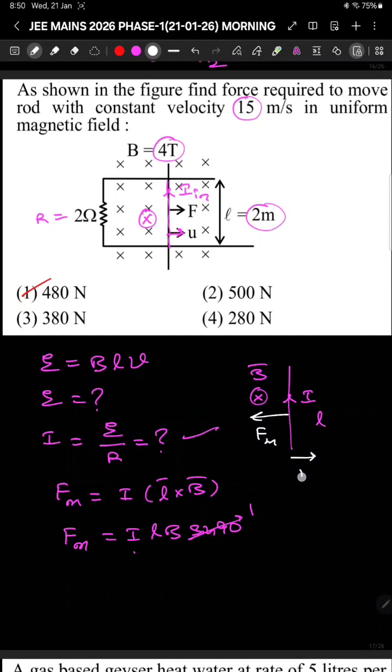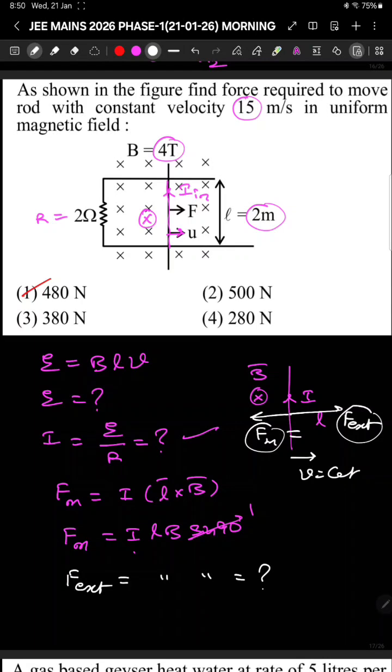To maintain constant velocity, the same amount of external force should also be applied. So the external force is nothing but equal to the magnetic force. So if you find the magnetic force, that is equal to the external force, that's it.